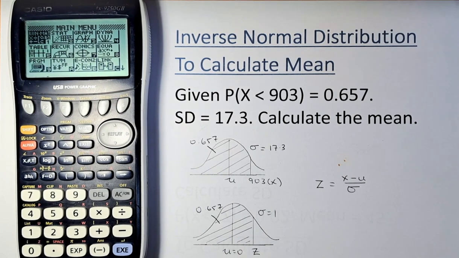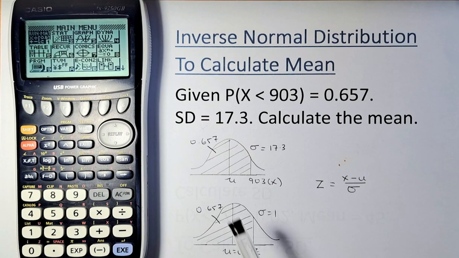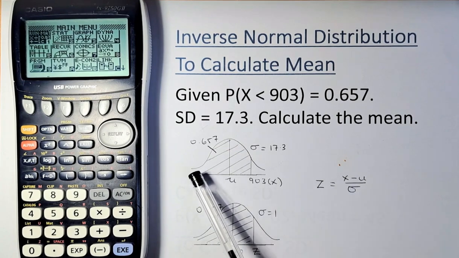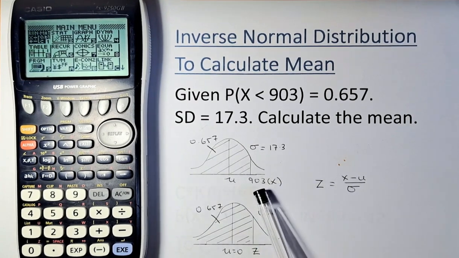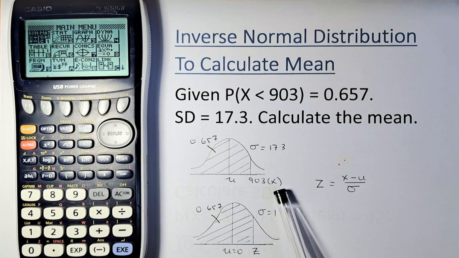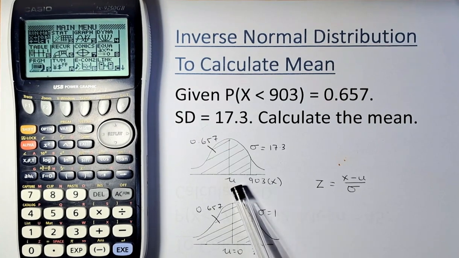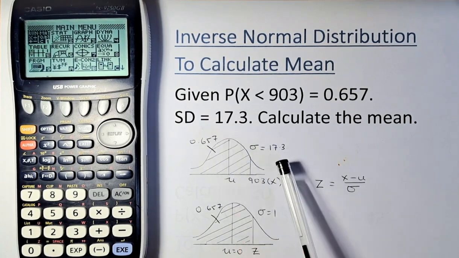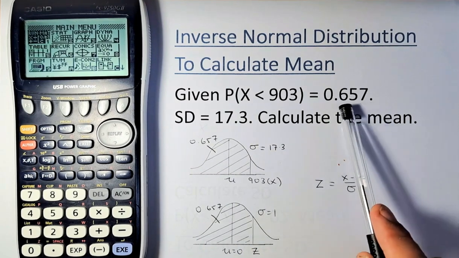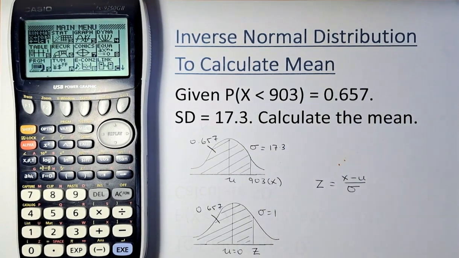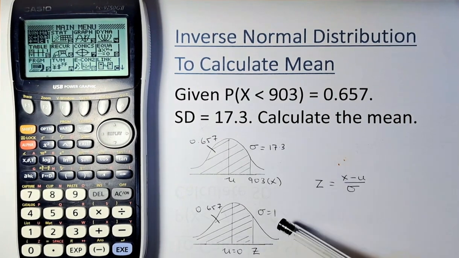First of all, we need to draw the equation. So the graph looks like this. The normal graph, given that x is 903, nu is what you want to find, sigma is the standard deviation, which is 17.3, and the area is 0.657. Now, as I said, you can't input directly. You have to standardize. To standardize means the standard deviation becomes 1 and the mean becomes 0.